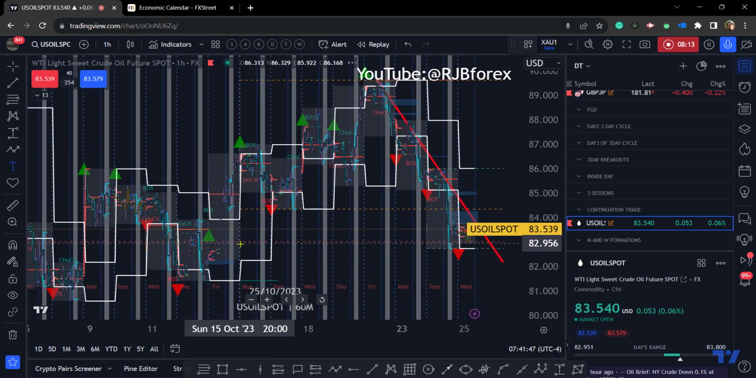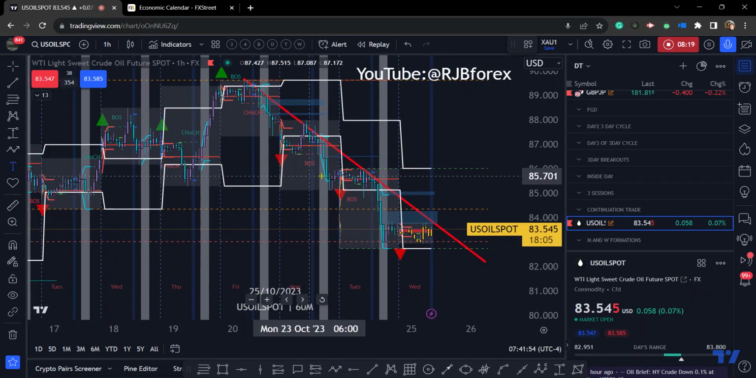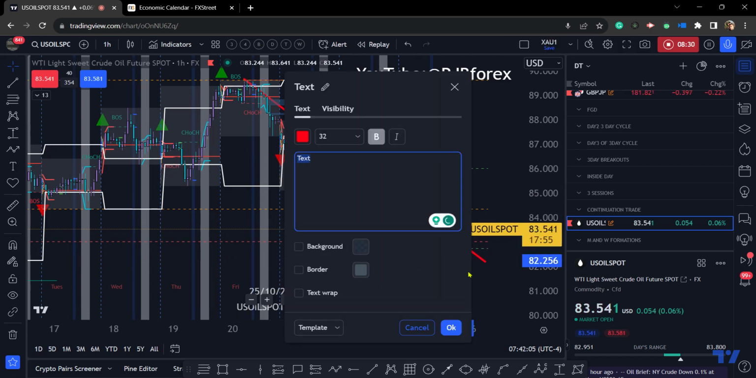Looking left, well, don't know. Could continue going lower. Who knows? At the end of the day, we've got one day of breakouts, two days of breakouts. This could be the third day breakout. So continuation day. Continuation.